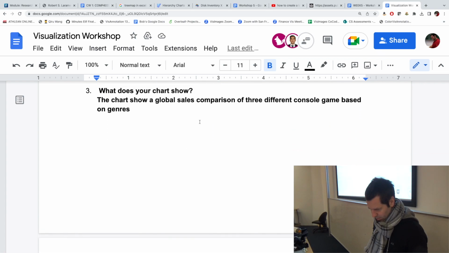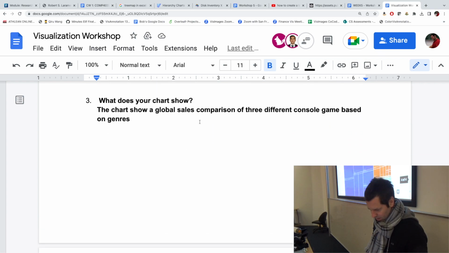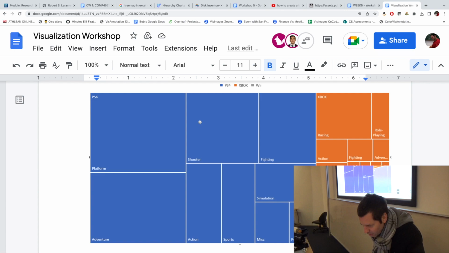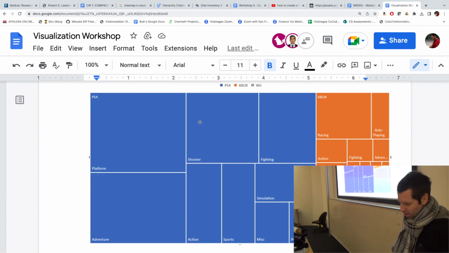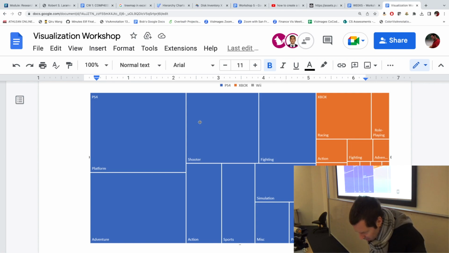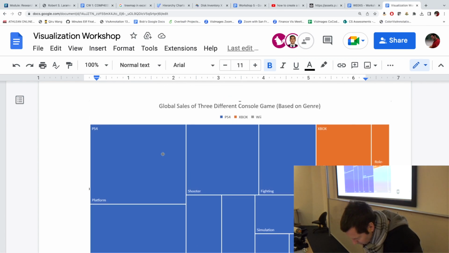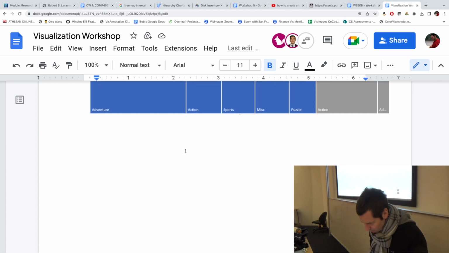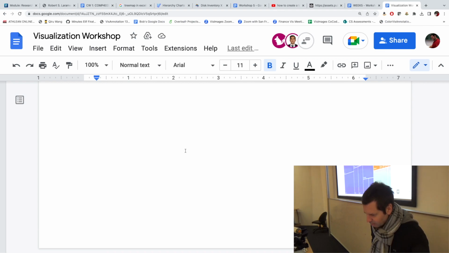Such as the global sales of three different console game genres. Okay, that looks interesting. Yeah, that's a good one. So you can see two levels in the hierarchy right away. Right? The PS4, that's one console, the Xbox and the Nintendo Wii. And then I guess those are the games that are being sold, right? Yep. So that's good. Yeah, that's a successful tree map right there.